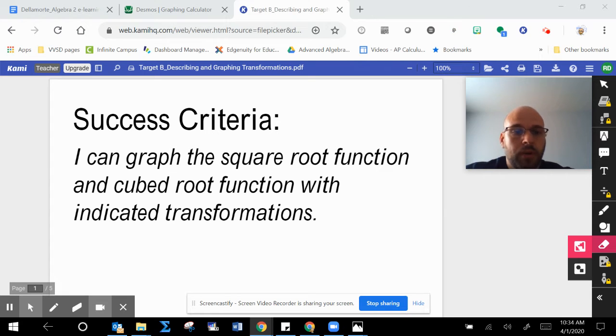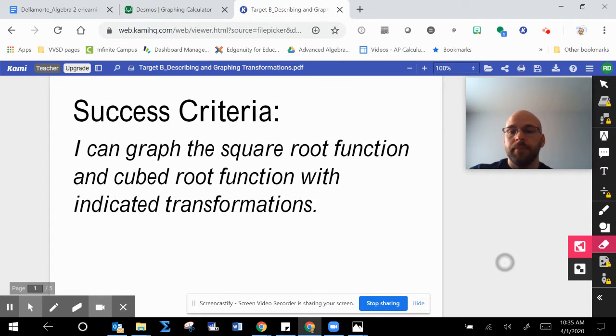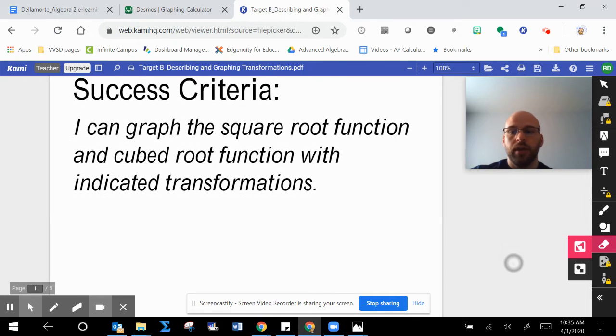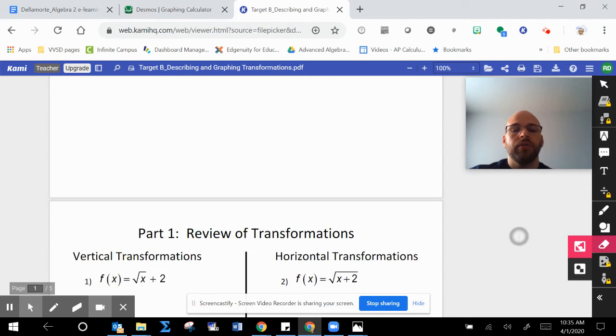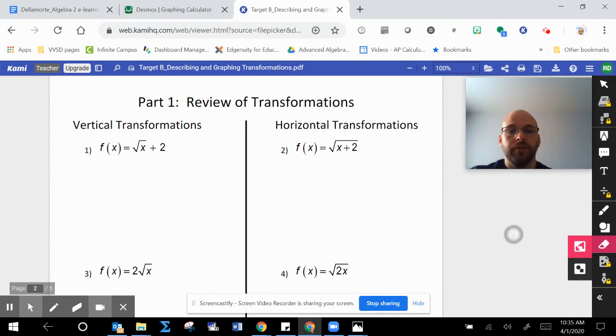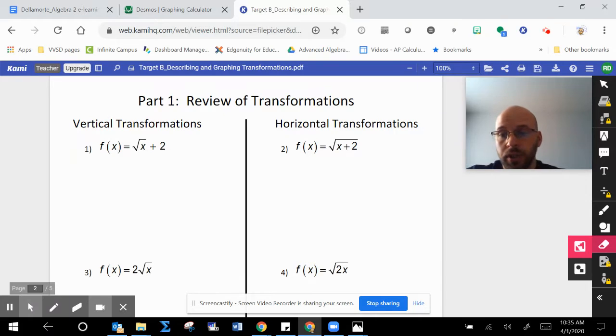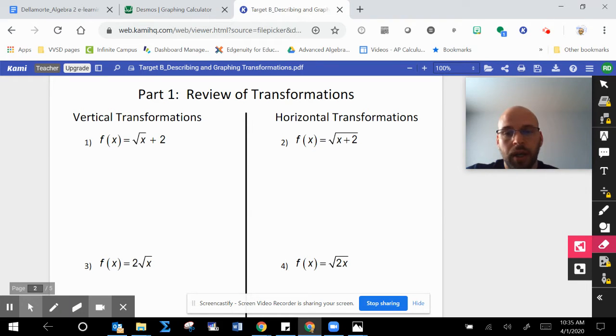Hello, everyone. So this video is going to talk about how to identify the transformations on a square root or cube root function, as well as to graph them on a coordinate plane. Okay, so I want to start this video with kind of just a review of what all the different vertical and horizontal transformations that we know at this point are. And then we'll slowly but surely get into what it looks like after we graph them.